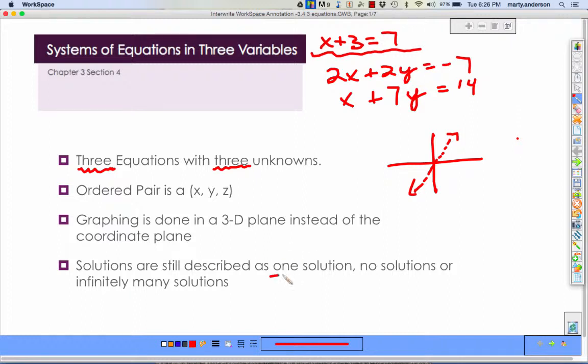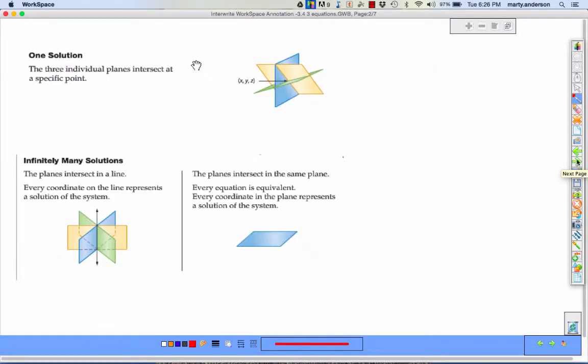Solutions are either one solution, no solution, or infinitely many solutions. Let's take a look at one of each of those. When we have one solution, the three individual planes intersect at a specific point. There is one point where they all cross over. If you think about where the front wall meets the side wall meets the ceiling, you have a single point on the front wall, the side wall, and the ceiling. That would be one solution.